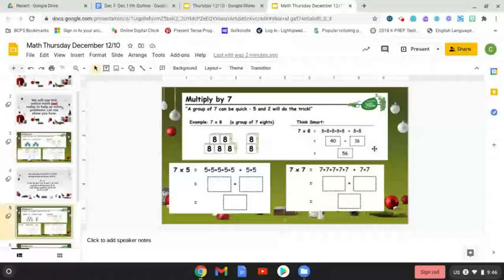So over here it's the same thing. 5 times 8 or 5 eighths is 40. 8 plus 8 is 16, or 8 times 2, and that gives me 56.